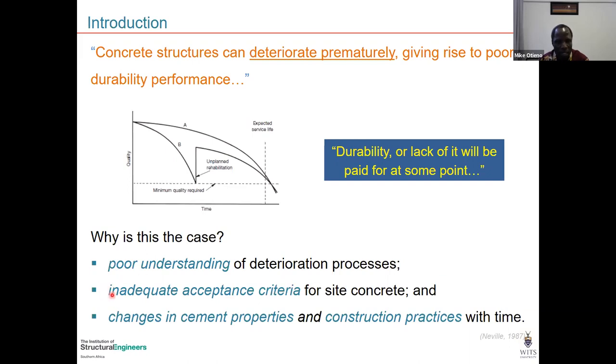Another reason why our structures are deteriorating prematurely is inadequate acceptance criteria. This, of course, is directly related to the first point, which is poor understanding of deterioration processes. If we don't have that understanding, in as much as we may be stringent and strict in enforcing our acceptance criteria, we may still not achieve the durability performance that we need in the long run. A third one is changes in material properties in general, cement being a major one, and of course in construction practices with time. This relates to variability in the construction process and also in the quality of the material.